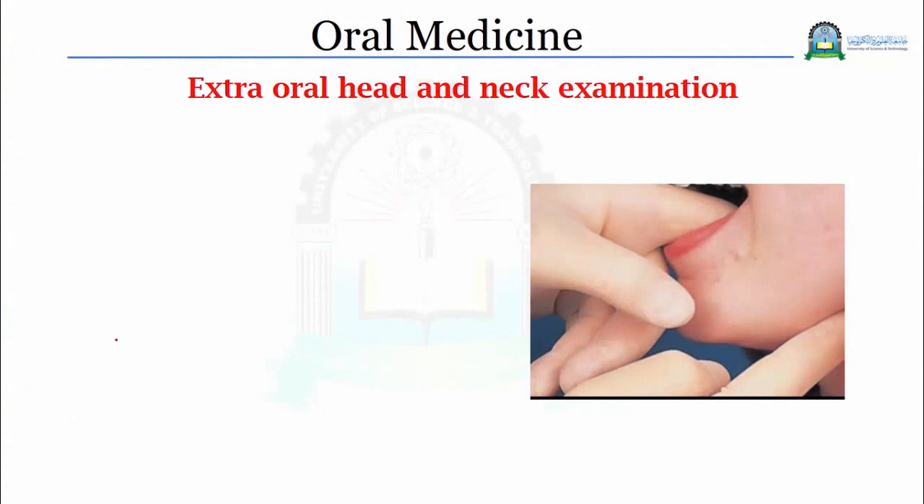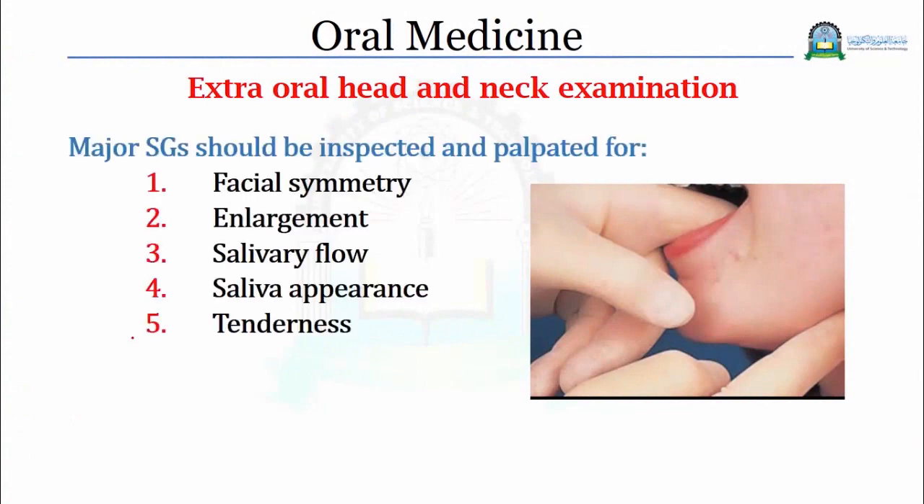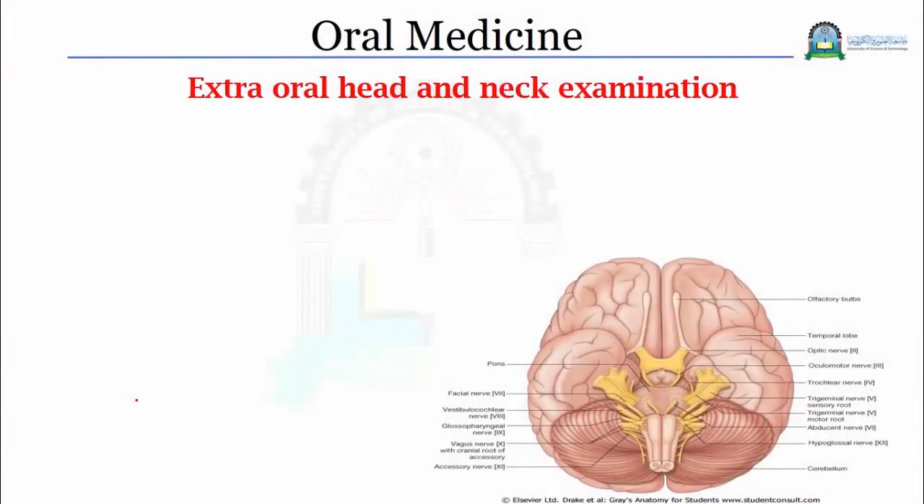should also be examined. You need to inspect and palpate these major salivary glands for facial symmetry, any swelling or enlargement of these glands, and salivary flow, whether the gland is functioning or not. Check the salivary appearance: is the saliva clear, colorless secretion, or is there purulent exudate or pus in the salivary gland secretions? Also you will assess if there is any tenderness in any of the major salivary glands.